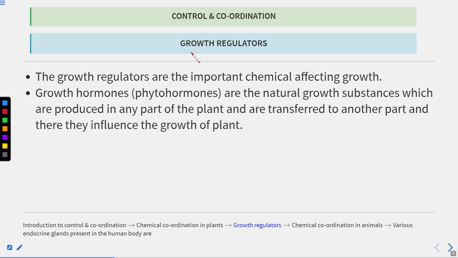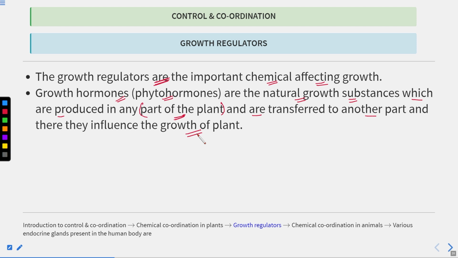Now let's talk about the growth regulators. We were talking about growth regulators such as auxin, I have told you in the previous slide. Now, what are these growth regulators? These are very important chemicals which affect the growth. These growth hormones, also known as phytohormones or plant hormones, are natural growth substances which are produced in any part of the plant. Any part of the plant means they can be produced in the shoot apical meristem or in the root apical meristem. They are then transferred to another part and they influence the growth of the plant. So first is the site of production.